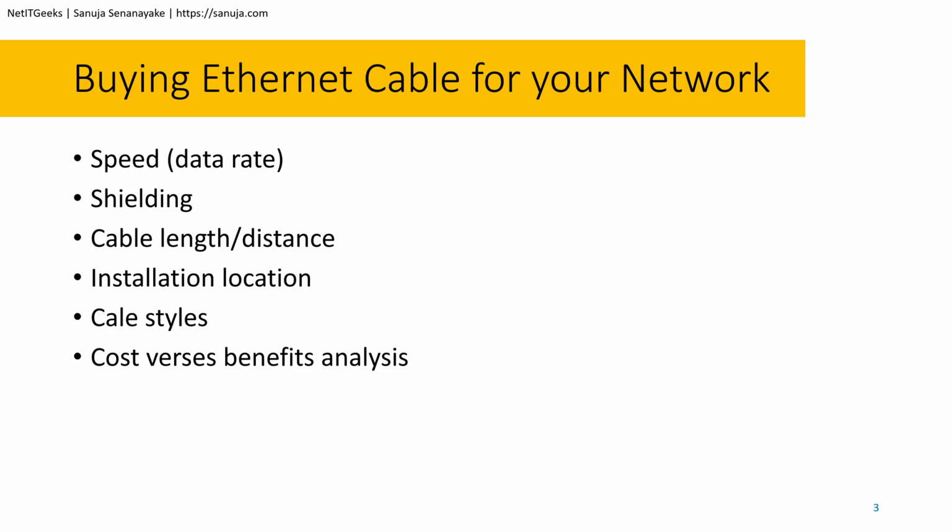So today I'm going to cover a few items, and one of them is buying Ethernet cable for your network. What we need to think about when buying a cable is the speed or data rate which the cable can support, the shielding, cable length or distance, installation location, cable style, and cost versus benefit analysis. I just corrected a spelling mistake. This should read cable style.